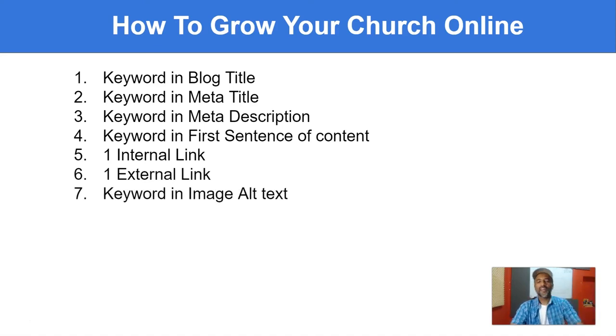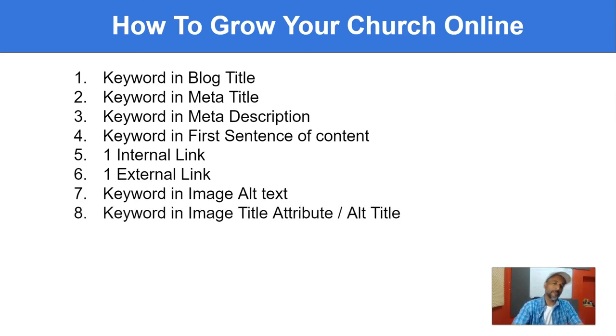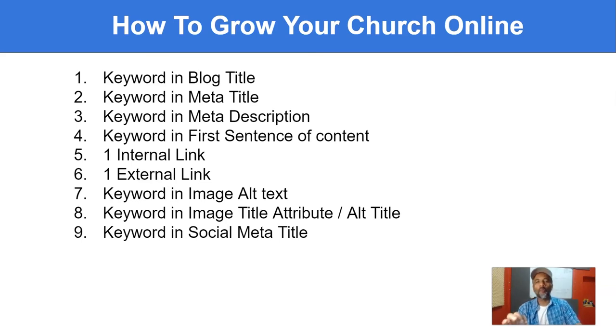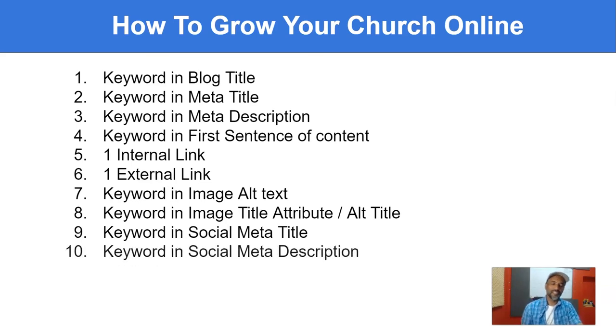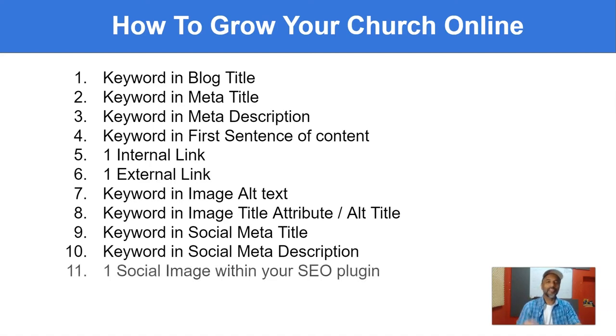Number seven, putting your keyword in your image alt text. Number eight, putting your keyword in your image title attribute or your image alt title. Number nine, keyword and social meta title. Number 10, keyword and social meta description. Number 11, one social image within your SEO plugin. And number 12, one embedded video.